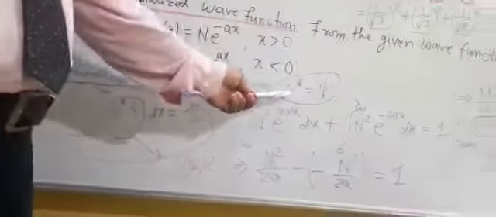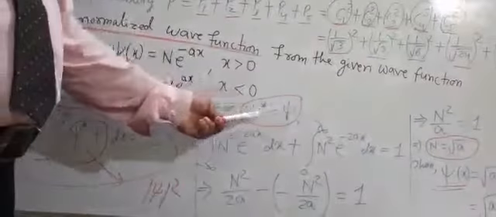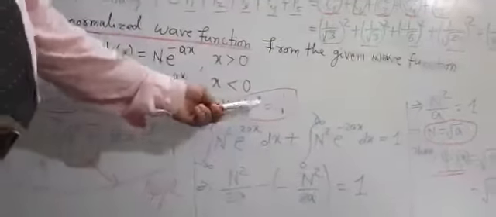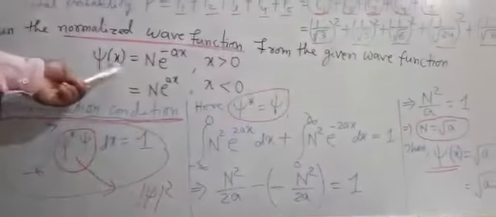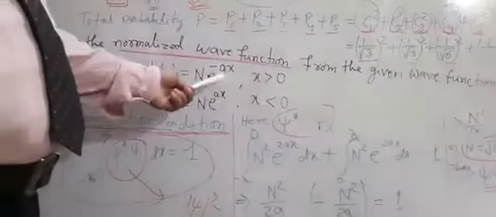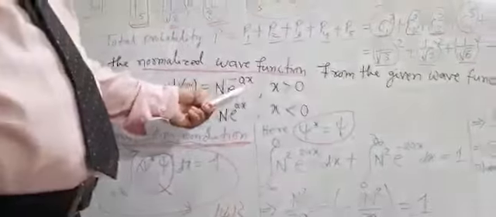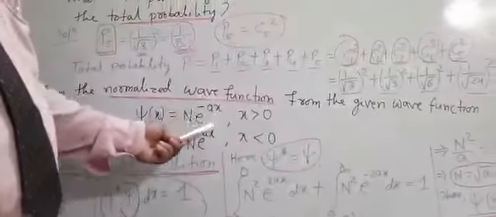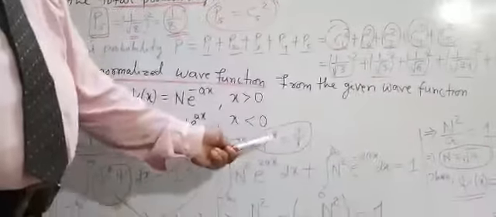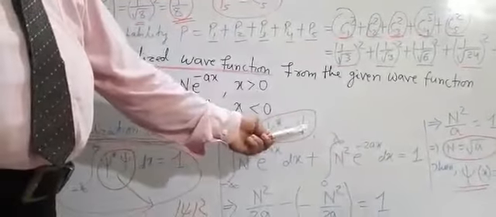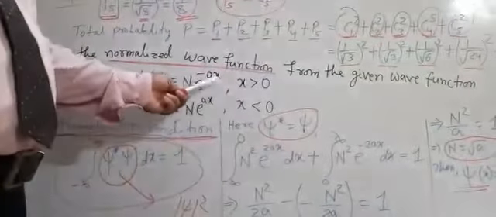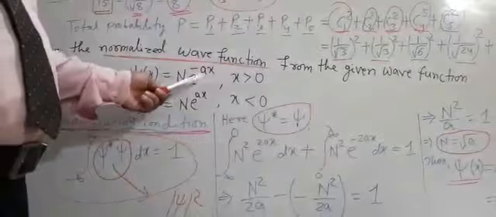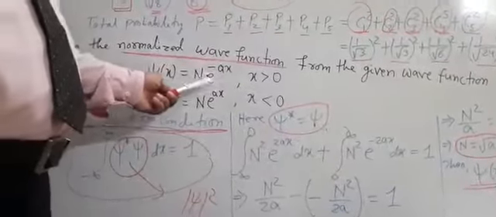And here psi star is equal to psi. Psi star is equal to psi means why? Because here, what is the given value of psi? There is no imaginary part. Though there is no imaginary part, the complex psi star is equal to psi, because of the absence of any imaginary part. So psi x is equal to n e to the minus x.